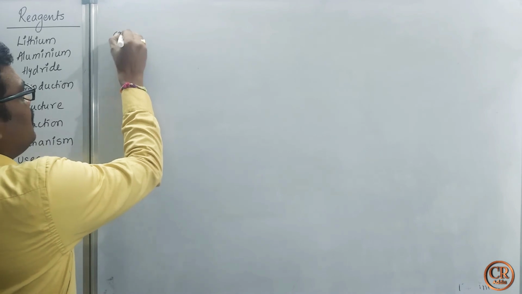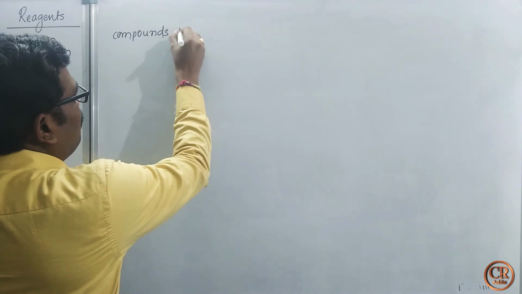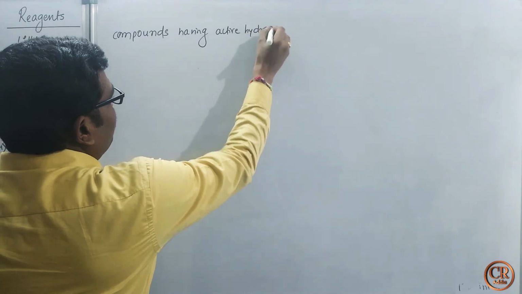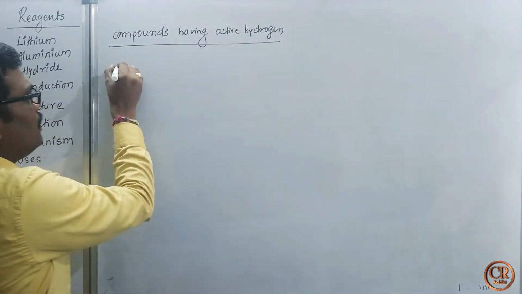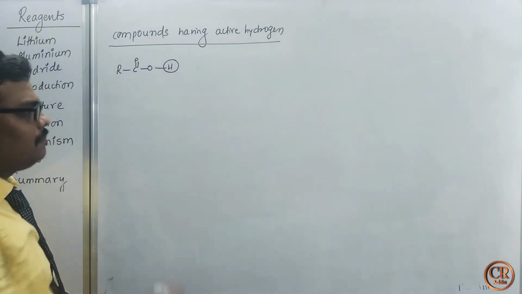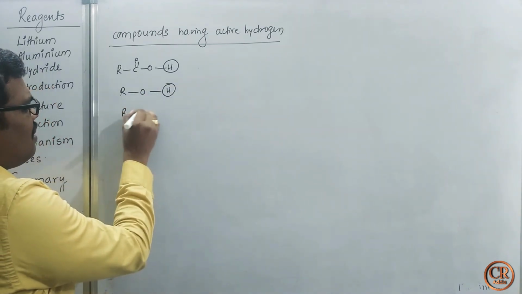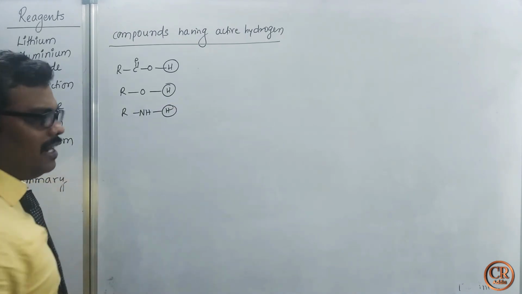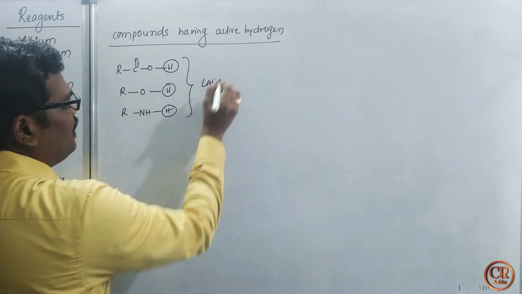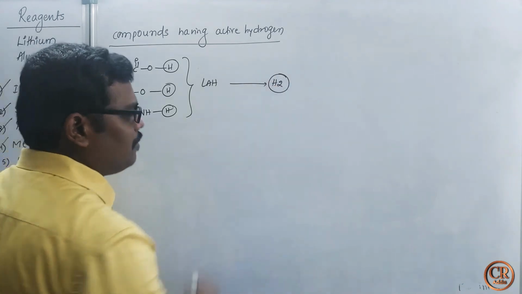Active hydrogen. Here, the reaction between lithium aluminum hydride and compounds having active hydrogen. Let us take one example. RCOOH, this is an active hydrogen. ROH, this is active hydrogen. RNH2, nothing but an amine, this is also active hydrogen. When lithium aluminum hydride reacts with compounds having active hydrogen, generally hydrogen gas is liberated.